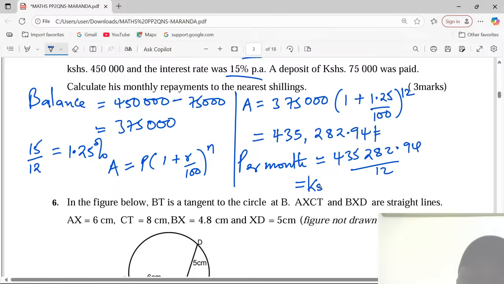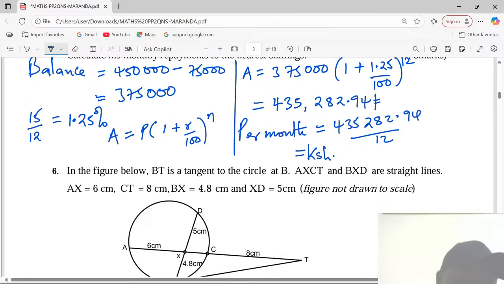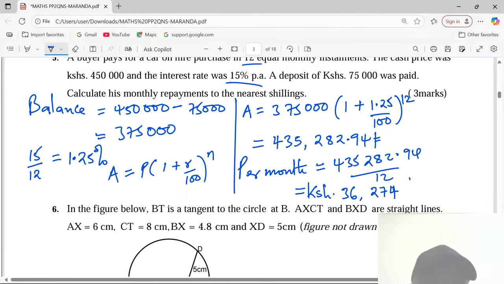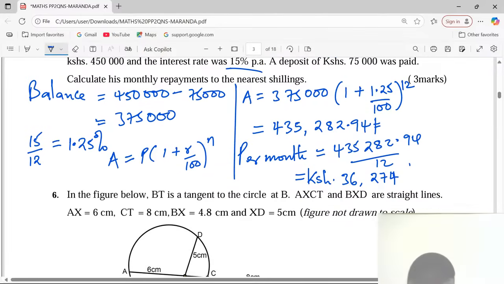So per month, the repayment shall be, calculate its monthly repayments to the nearest shilling. We divide this by 12 months, 36,273.5. So we make it 36,274 because of nearest Kenya shilling.